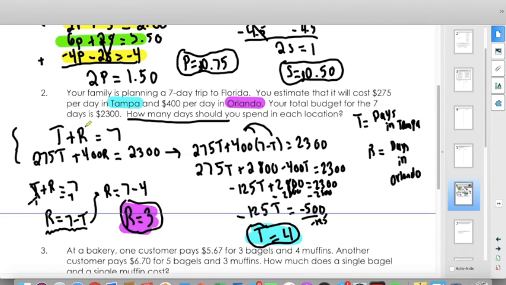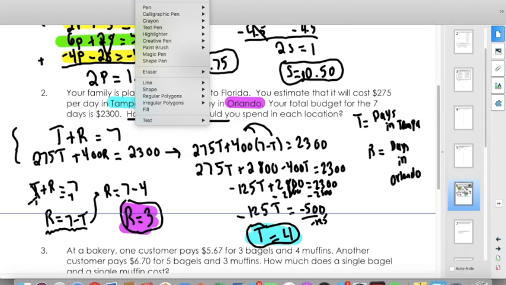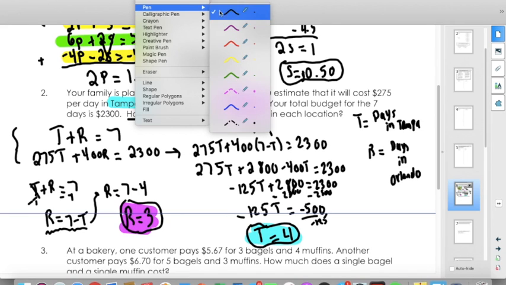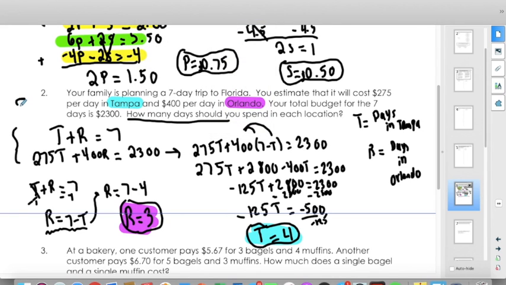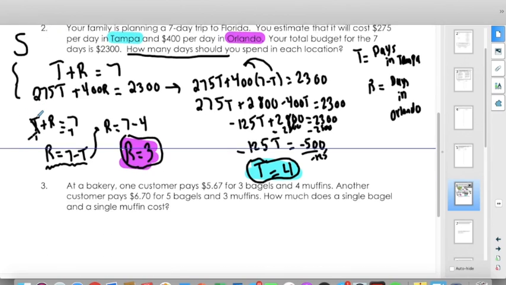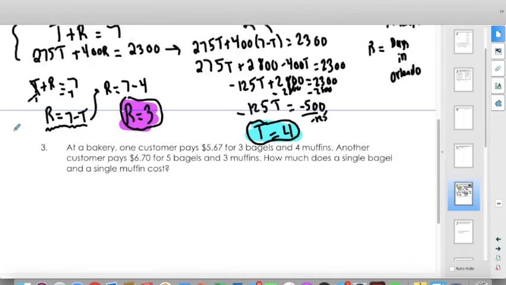Okay, so what method did we just use? We used substitution. S for substitution. We used elimination for number 1.